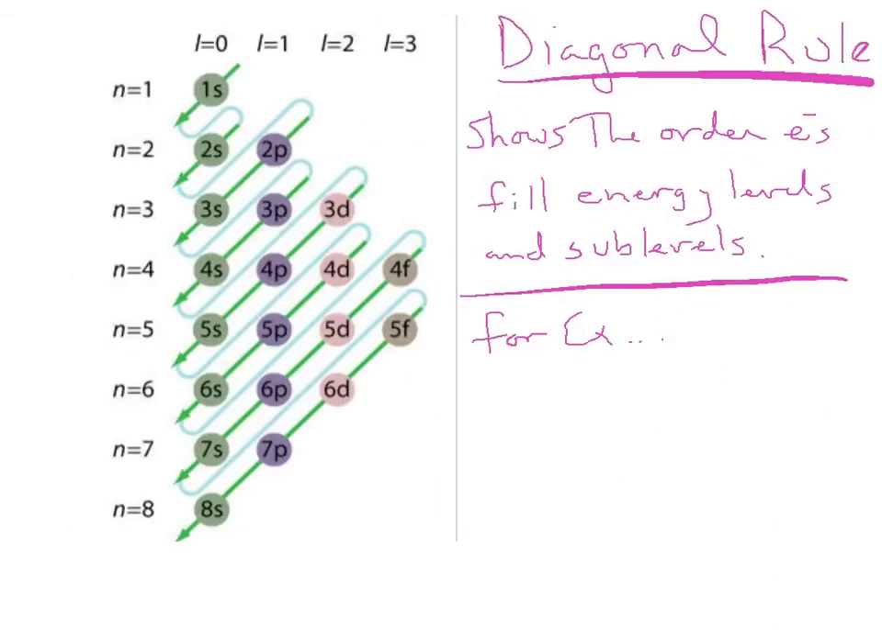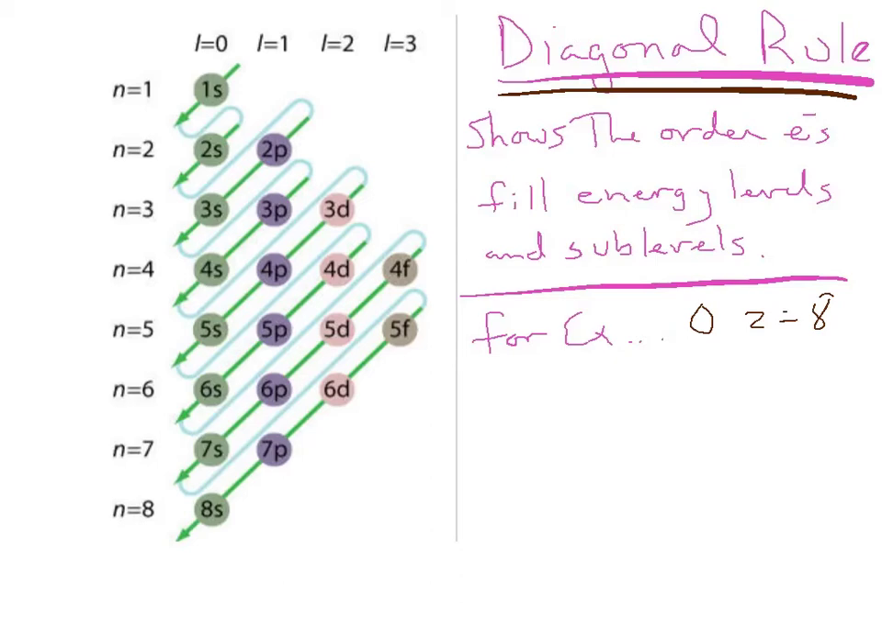Now if I'm going to write out a configuration, I need to follow the order of filling, and this is what we call the diagonal rule. It shows the order that electrons fill energy levels and sublevels. For example, oxygen has an atomic number equal to 8. That means there are 8 electrons in oxygen's electron shell.